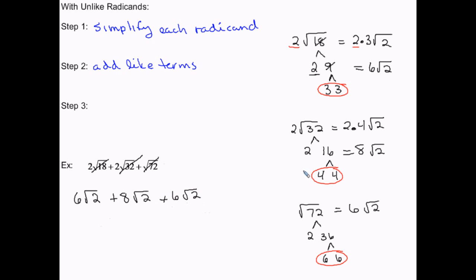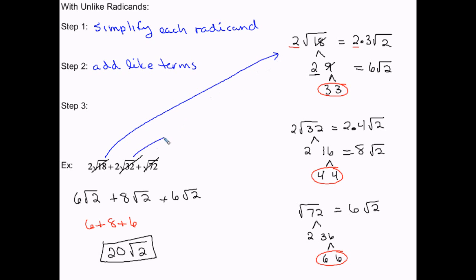Now I can add my like terms, and I have 6 plus 8 plus 6. So that's 14 plus 6, so that's 20 times the square root of 2. Okay, so you're going to simplify first, and then you'll add like terms. So this one was here, this one was here, and that one was there. Okay, let's try another set. This time I'm not going to move off to the side, so you can see how you would combine them all together.